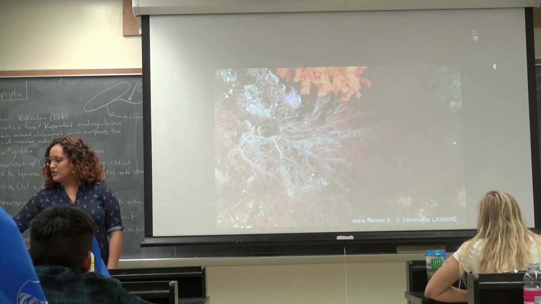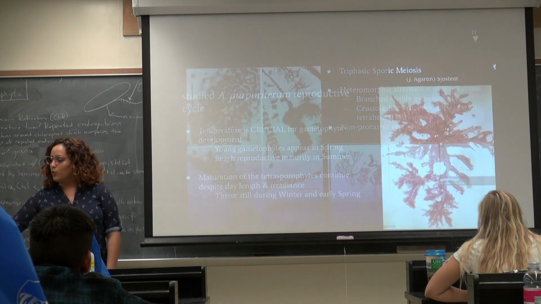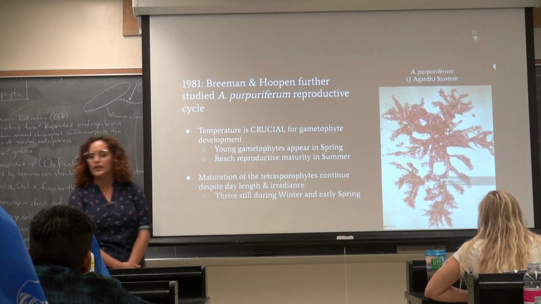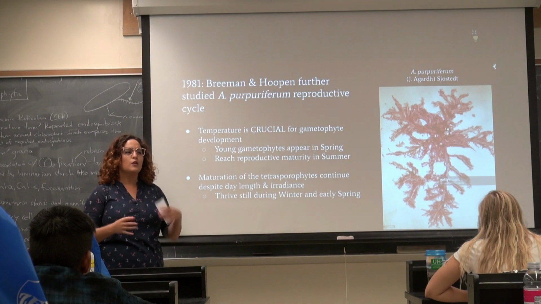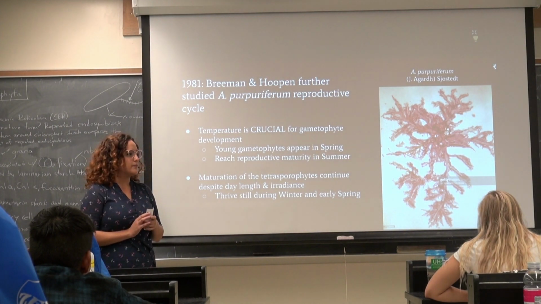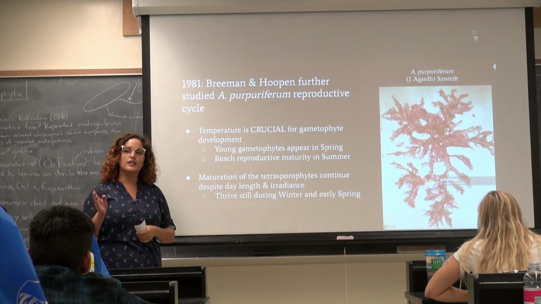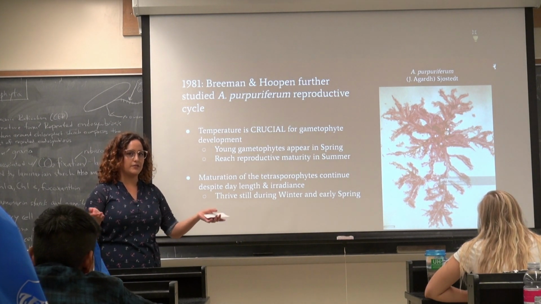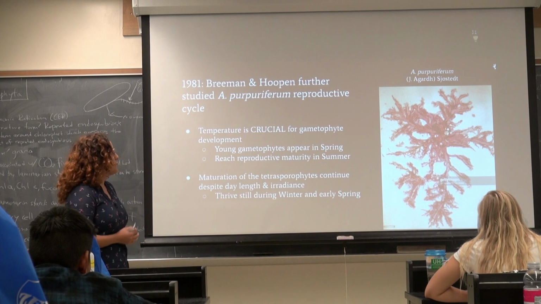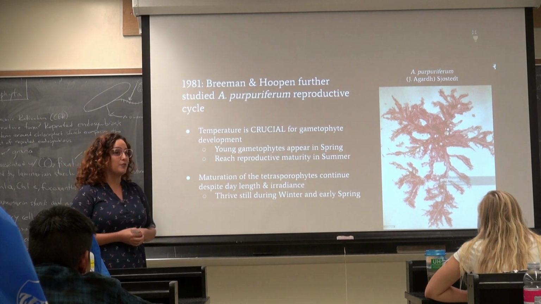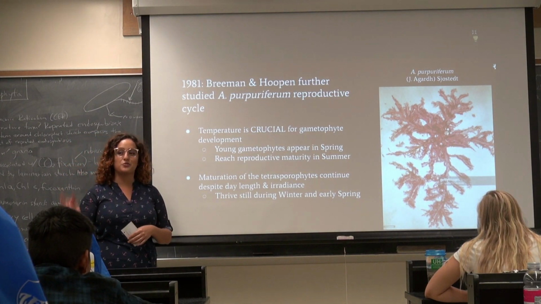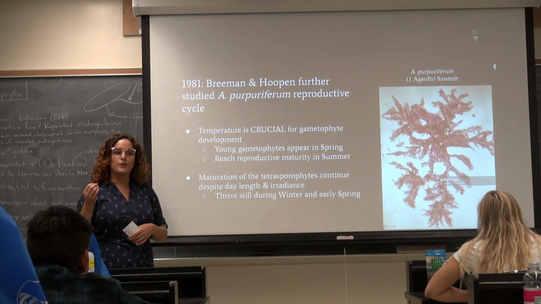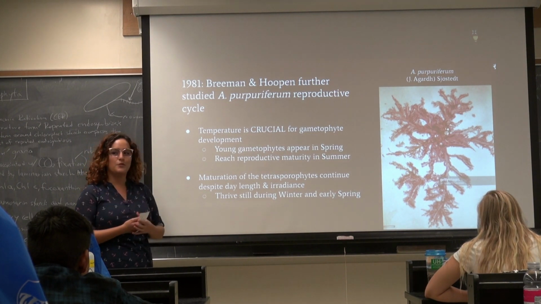However, when they did a study in 1981, Breeman and Hoek decided to delve further into the reproductive cycle because they realized that at some point the gametophytes completely disappear. Where does the Acrosymphyton go? Well, they ended up discovering that there is a tetrasporophyte, and it's more of a crustose structure. So they decided to say, whoa, where did it go?